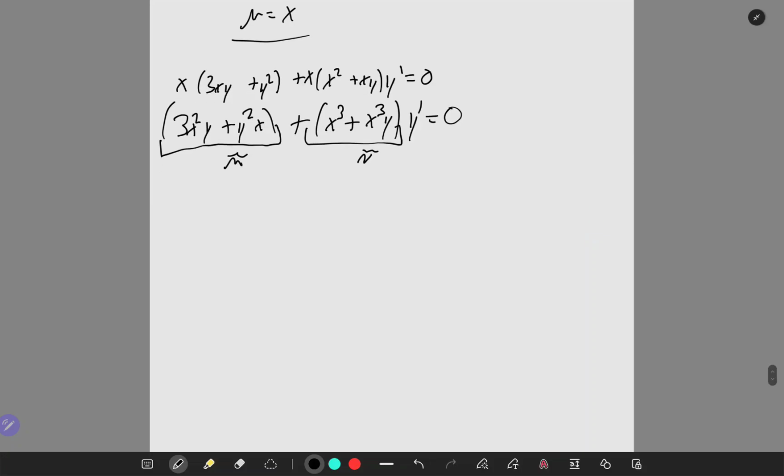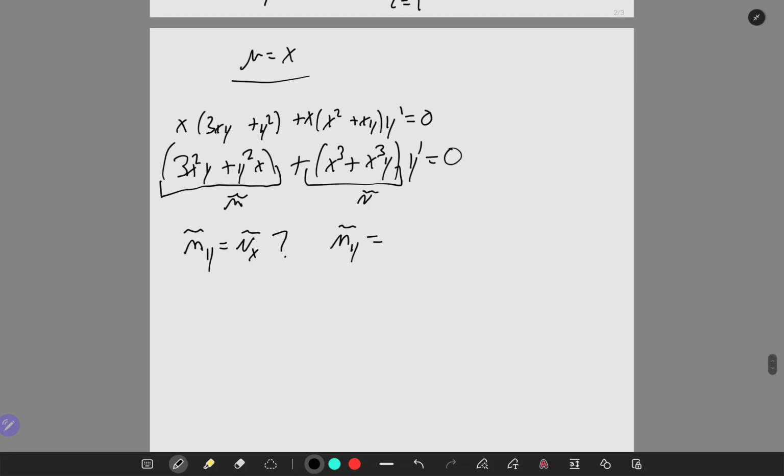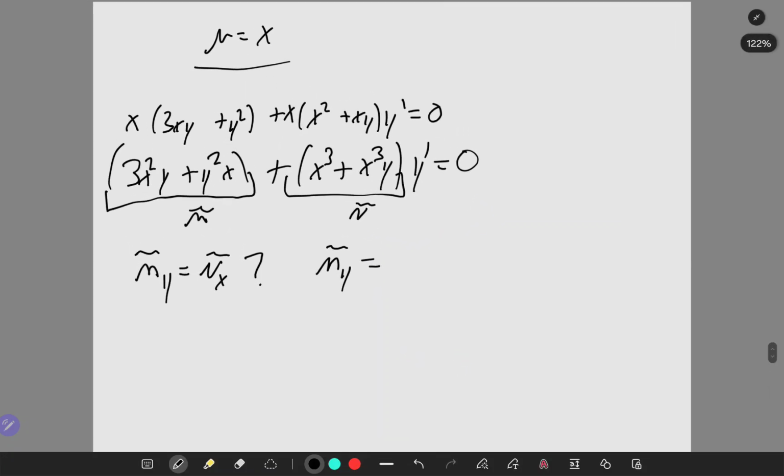So now, let's see if m tweedle y is equal to n tweedle x. Well, m tweedle y, so the partial of m tweedle with respect to y, is 3x squared plus, with respect to y, that's 2yx. I think it definitely is. I can tell just by looking at this, right? With respect to x, that's 3x squared y.